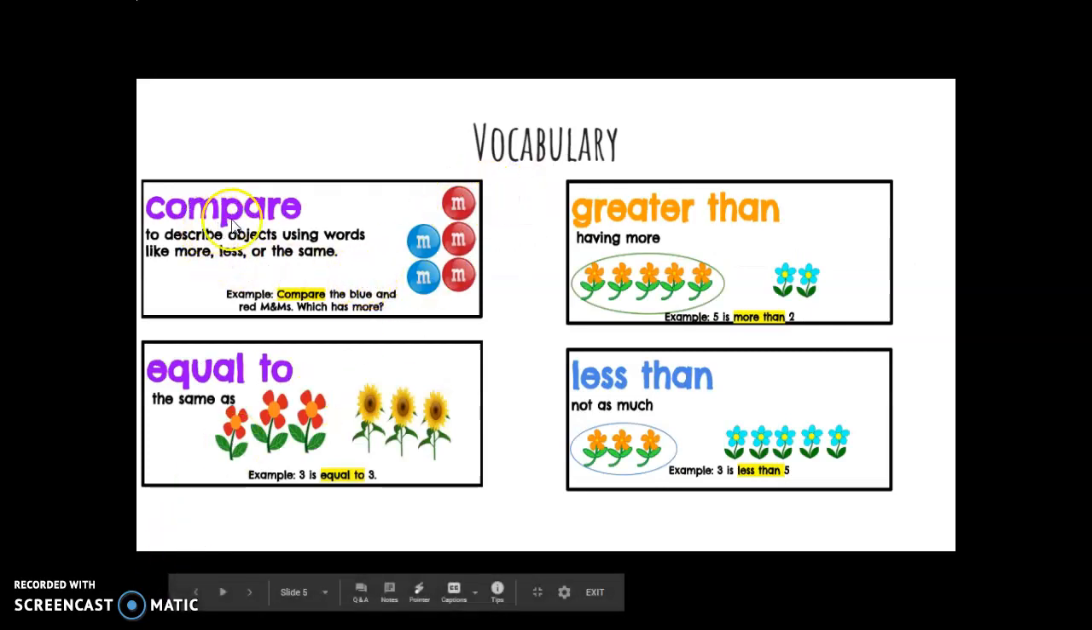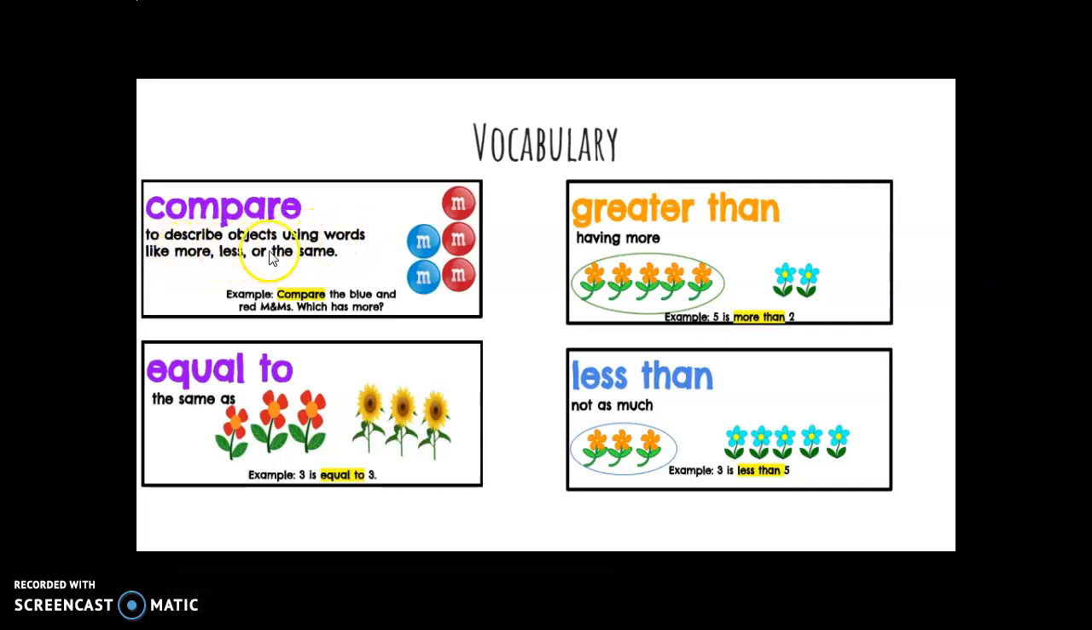Vocabulary. So of course we had compare, which means to describe objects using words like more, less, or the same. We have greater than, which means having more. And if you notice, they circled the set of objects that has more. So we would say the set of orange flowers are greater than the set of blue flowers.